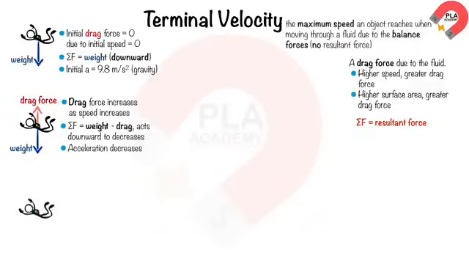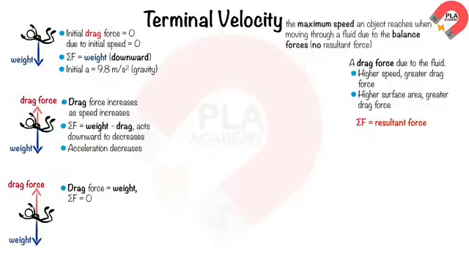The drag force increases until it equals their weight. This causes the resultant force to be zero. Since the resultant force is zero, their acceleration is also zero. This causes their speed to be constant. This is called terminal velocity.